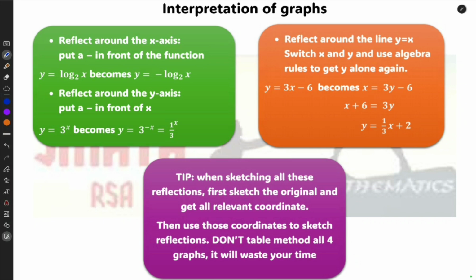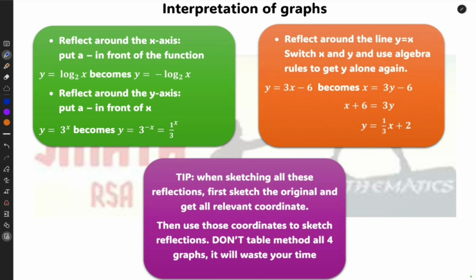So whenever they tell you to reflect something in the x-axis, then you put a minus in front of y, but the minus can't be in front of y, so you move it in front of the function. Okay, so if I reflect in the x-axis, put a minus in front of the whole function. If I reflect in the y-axis, I put a minus in front of x. And then many times it's fine, but if it leaves you with a negative exponent, please just make it positive by taking the base down, as you can see in the example in the green block.